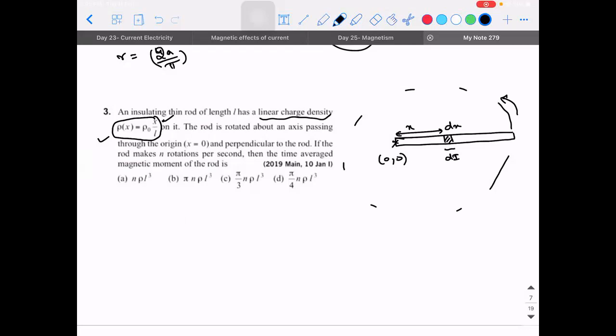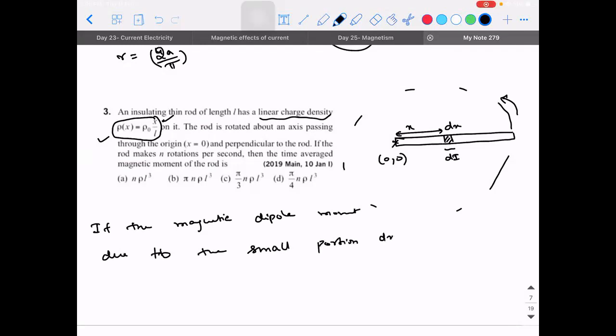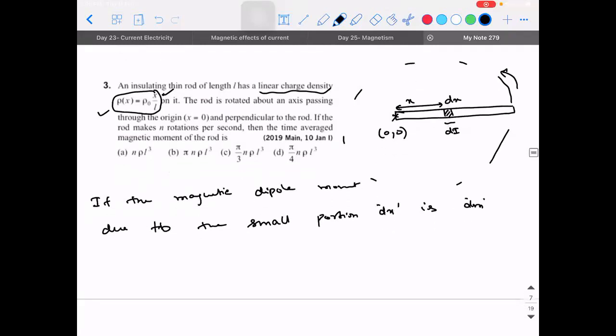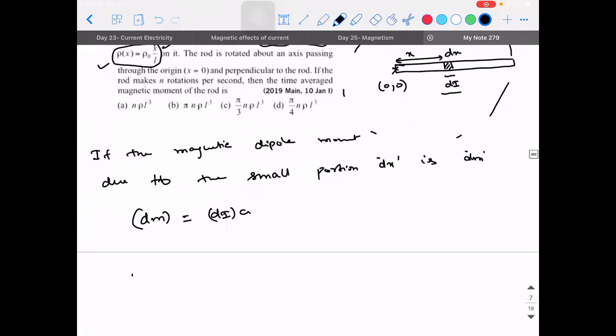Now, if the magnetic dipole moment due to the small portion dx is dm, what is going to be the value of dm? I can confidently write it as di into A, because in the small portion that I have considered, the current value is going to be constant. Now dm is equal to, what is the value of di?